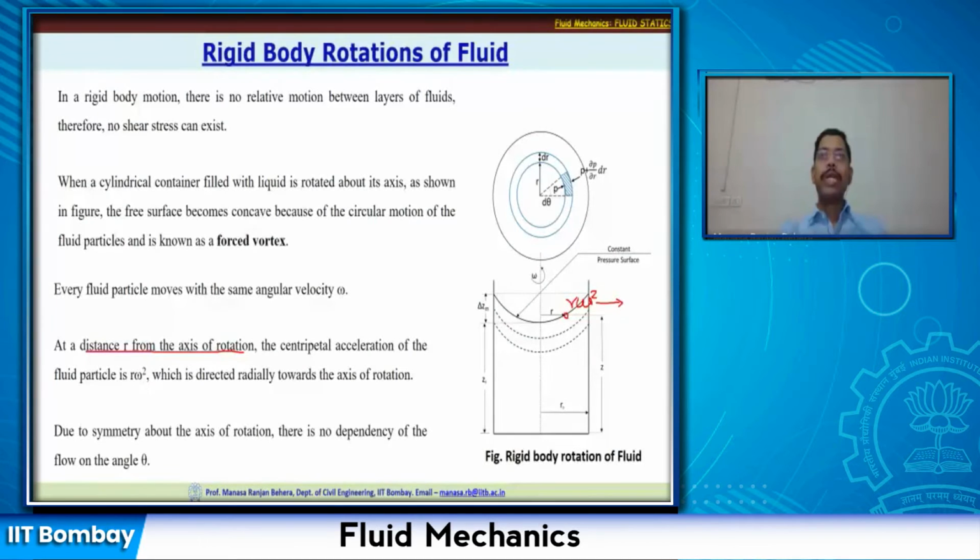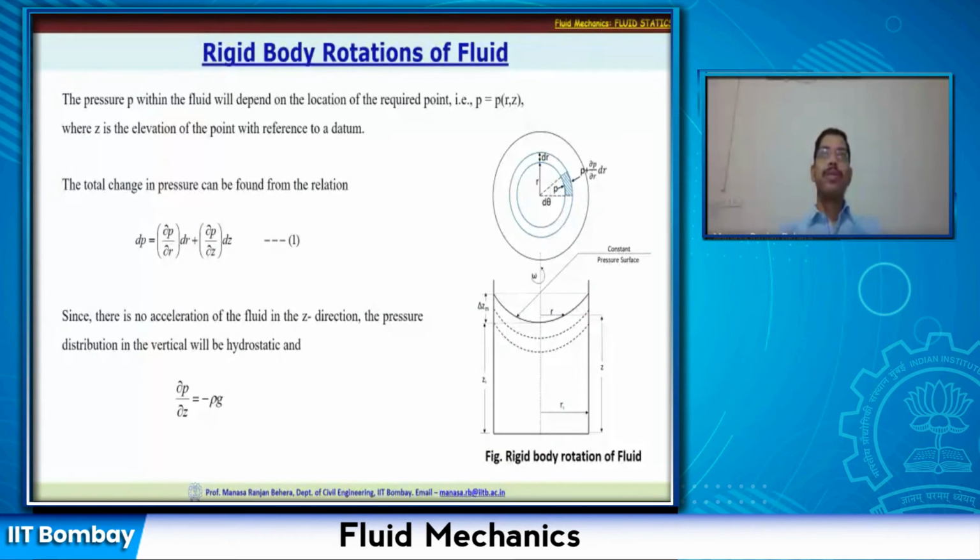Now due to symmetry, because this is a tank, it is symmetric all around. Due to symmetry about the axis of rotation, there is no dependency on theta. So you may take any location, any angle, any theta. At that r, the properties are going to be the same. So it is independent of theta. Now if it is independent of theta, then we will write down that the pressure within the fluid will depend on the location of the required point, that is P is equal to a function of r and z.